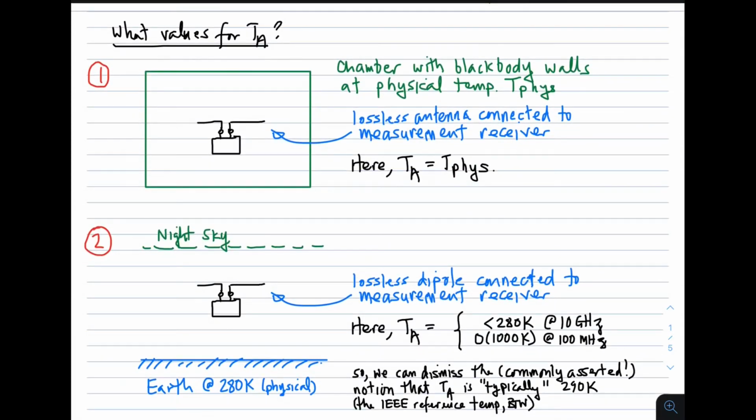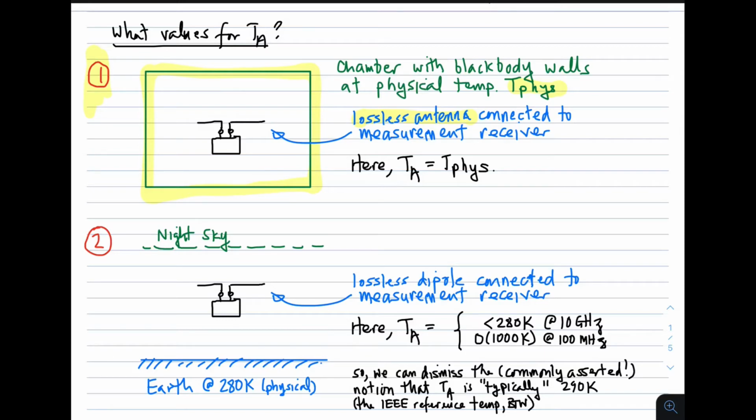So, you might ask, what values do we expect to see for antenna temperature? Let me give you two scenarios which will give you a preview of the possibilities. In the first scenario, we put a lossless antenna, and it doesn't matter what kind of antenna, any lossless antenna, inside a chamber. The chamber has walls with black body material, and the physical temperature of those walls is indicated as T phys. In this case, we know that there are no reflections within the chamber. That's what it means to be a black body.